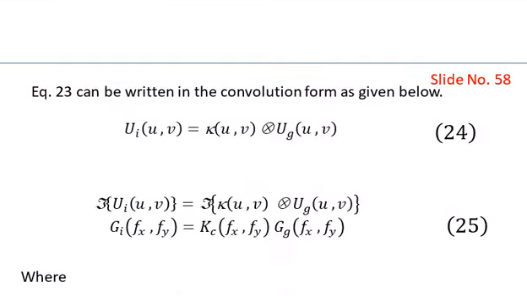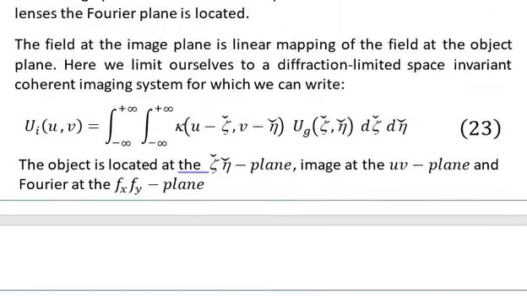Now you see that in equation number 24 we have written the symbolic formation of equation number 23. If you recognize the integrals on the right hand side, these integrals are just the convolution integrals. So the convolution between UG and kappa, or the convolution between kappa and UG, are identical with respect to each other, because convolution is commutative.